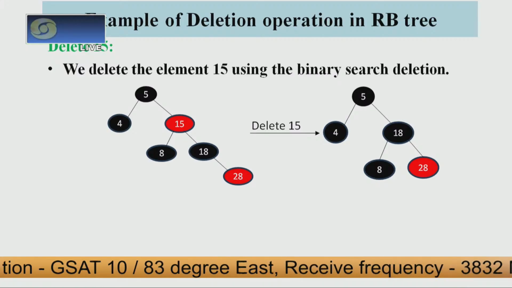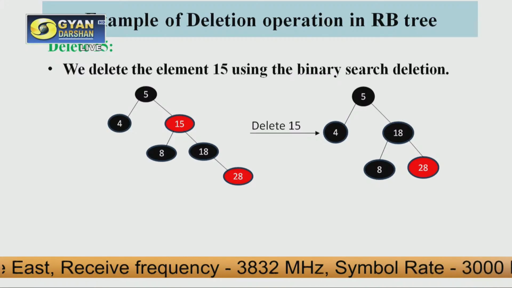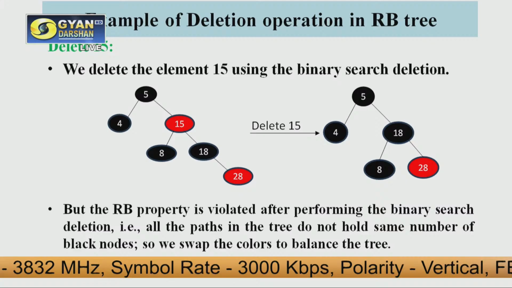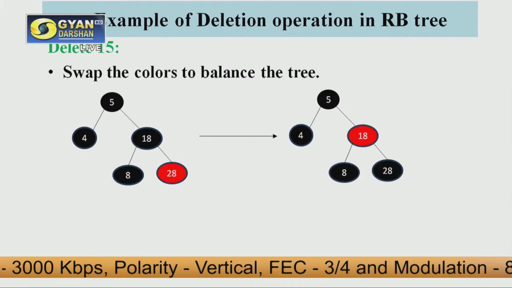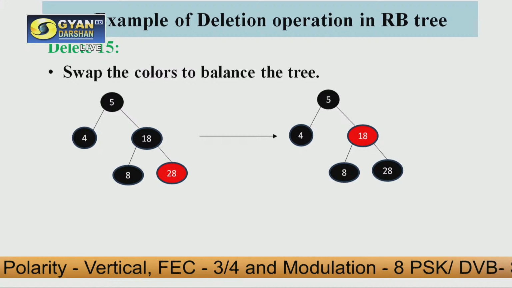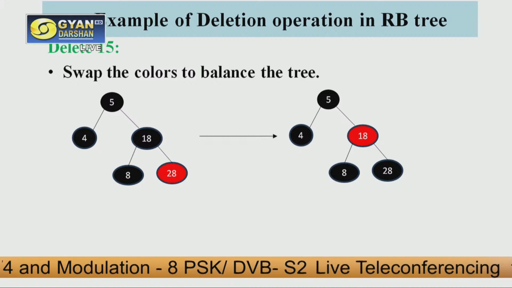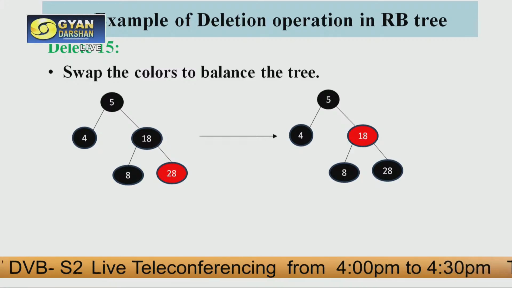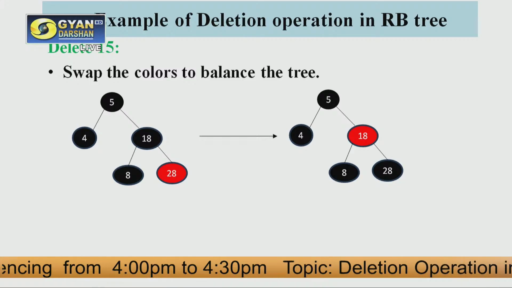So what is done in this case? In this case, there will be swapping of the color between 18 and 28. After swapping the color, we get the red black tree shown on the right in this slide. So we can see that now it is a proper red black tree.